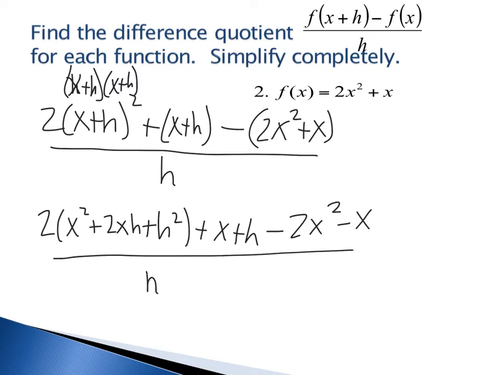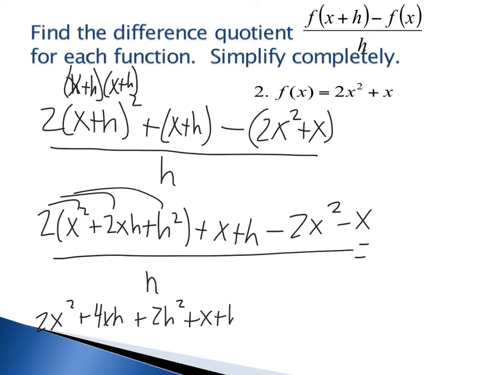Now I can go ahead and simplify the top, or distribute this. So I have 2x squared plus 4xh plus 2h squared plus x plus h minus 2x squared minus x. All of that over h.